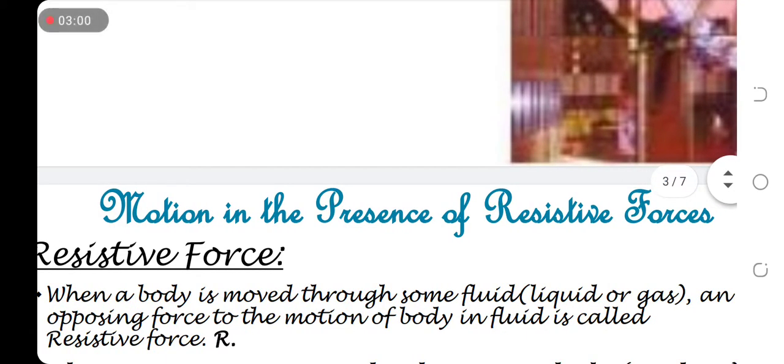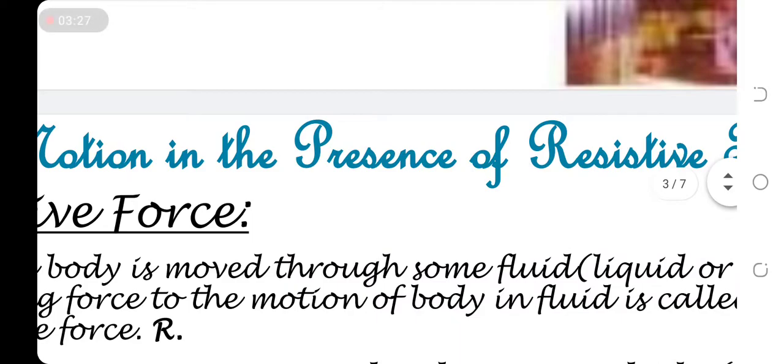First of all, resistive is a word taken from resistance: to resist, to oppose, to stop a moving body. The resistance forms a force that stops a moving body. So, motion of a body when resistive forces are present.